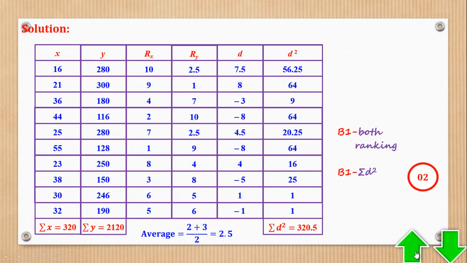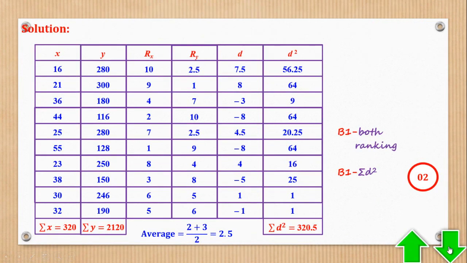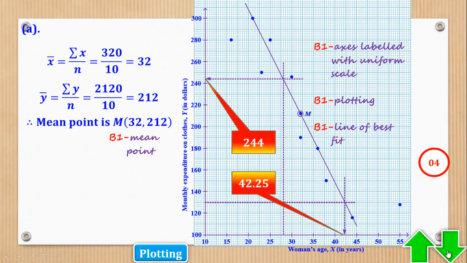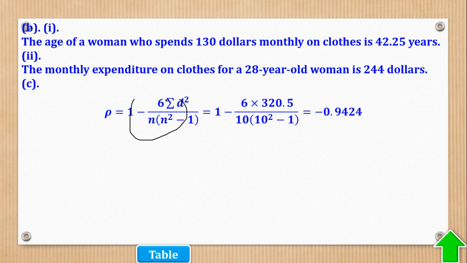Part C says, calculate the rank correlation coefficient between the monthly expenditure and the age, and then comment on your result at 5% level of significance. So first is to quote the formula for Spearman rank correlation coefficient, substitute n, the number of pairs, and get the output. In decimals, output should be in decimals. Then from there you can now comment.